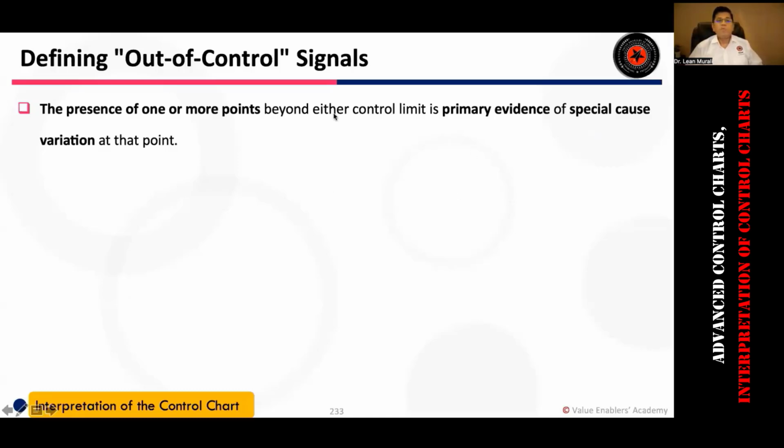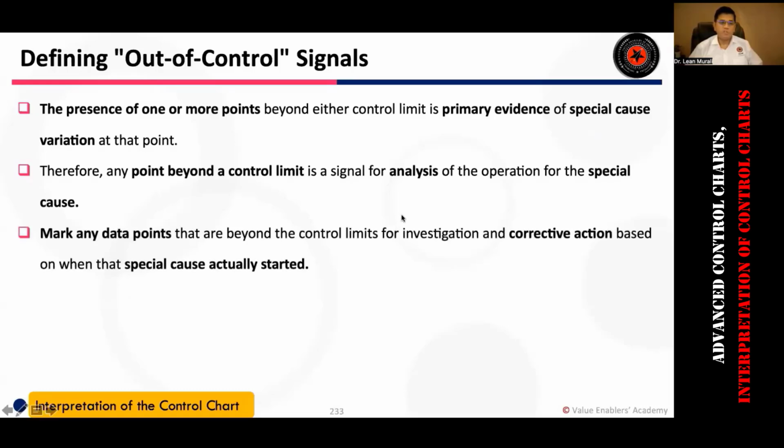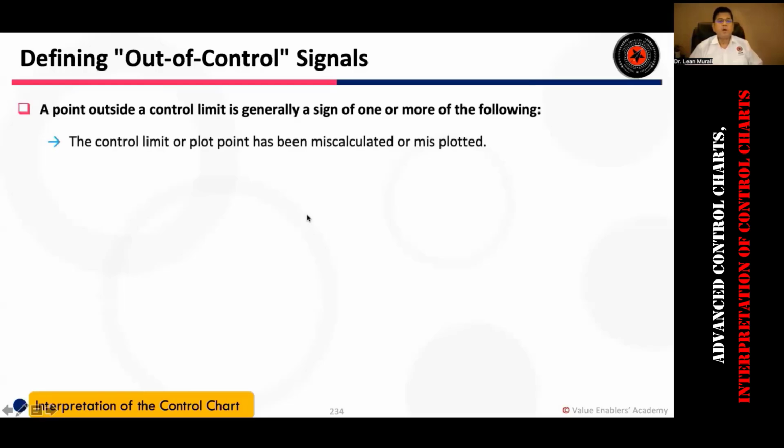All right, just to conclude here. The presence of one or more points beyond either control limit is primary evidence of a special cause of variation. Therefore, any point beyond a control limit is a signal for analysis of operation of the special cause. So mark any data points that are beyond control limits for investigation and corrective action based on what special cause actually started.